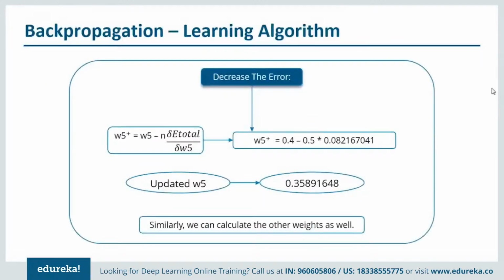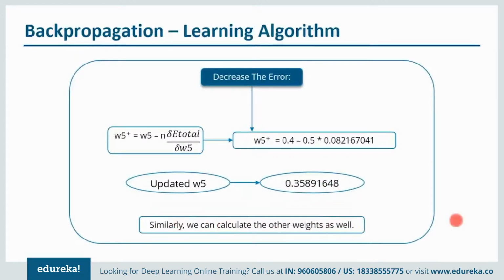So how are we going to update the weight? First thing we need to do is follow this formula. W5+, which is the updated weight, is equal to W5 minus the learning rate times delta of E total by delta of W5, which came to around 0.35891648. Similarly, we can calculate the other weights as well.